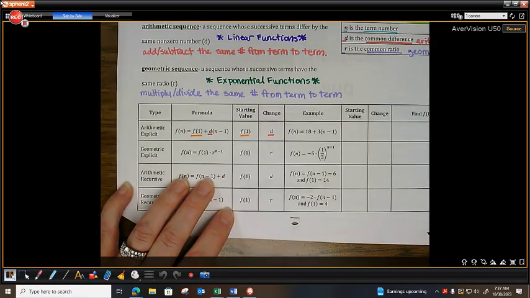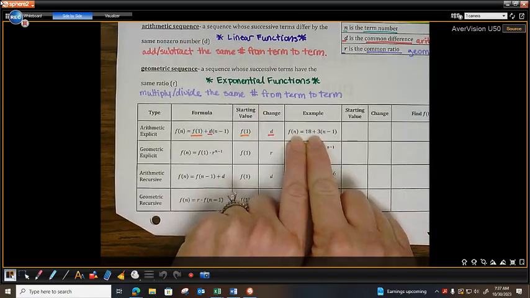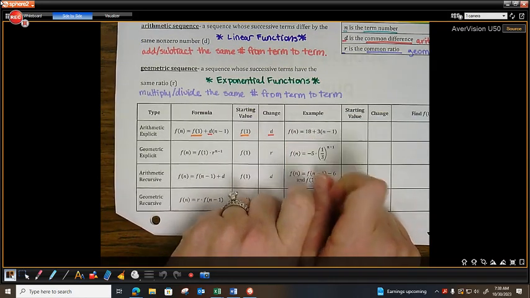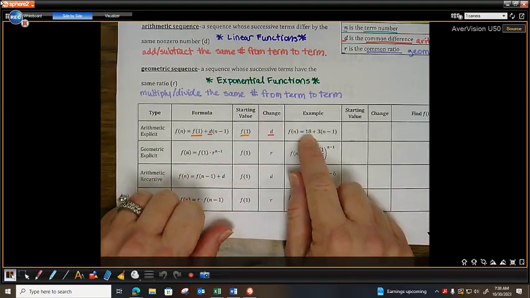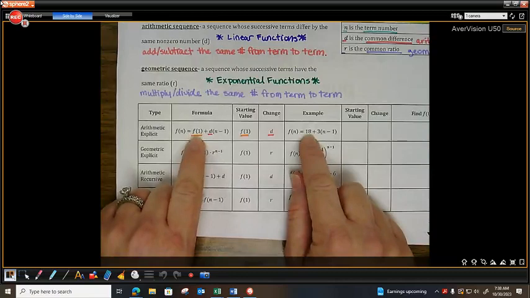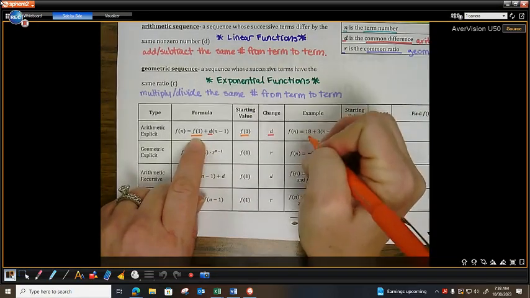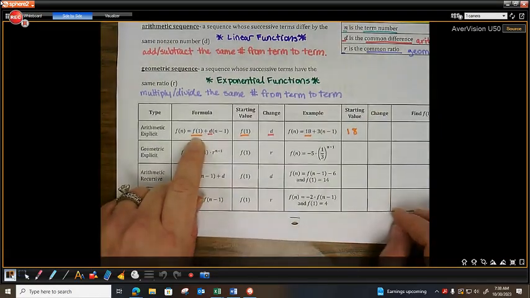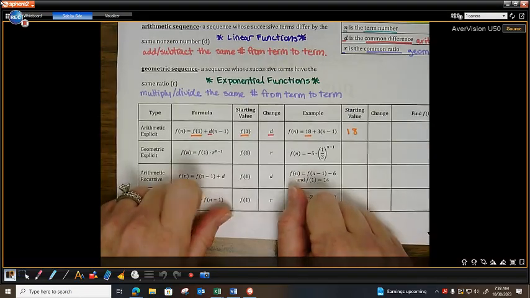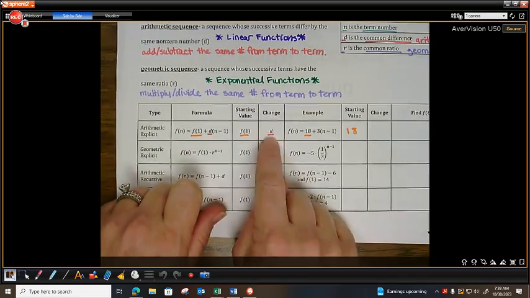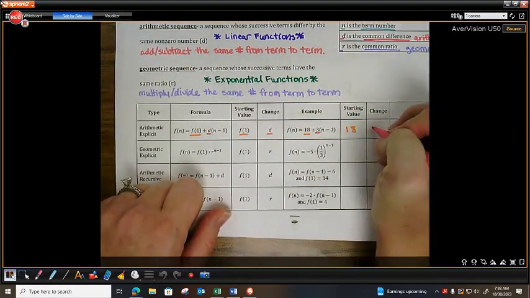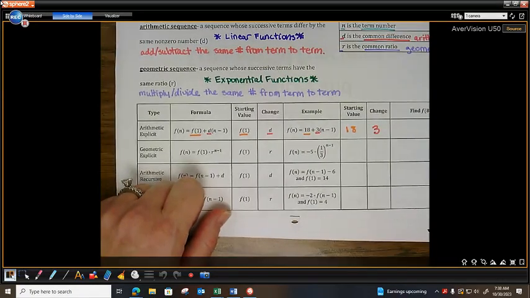Okay? So, we're going to look at an example. F of n equals 18 plus 3 times n minus 1. So I have 2 numbers here. I have an 18 and I have a 3. Okay? Well, the 18 is your constant out in front. So what's that mean? So f of 1 is 18. So that's your starting value. Okay? Then, where do I find my change? Your change is D. Where do I find my D? In front of the parentheses. So here your change is 3. So what that means is you're doing what each time?